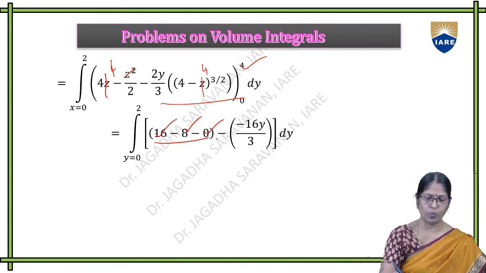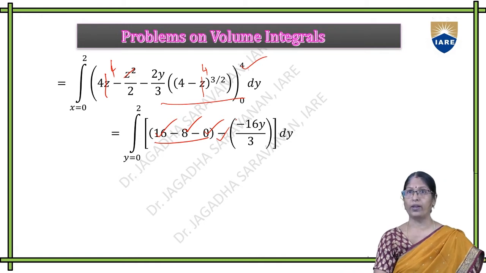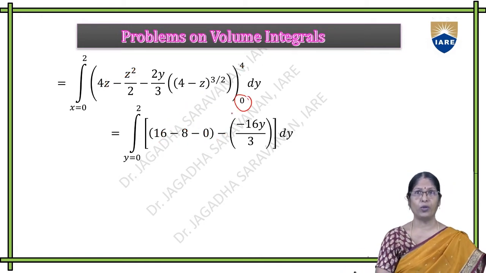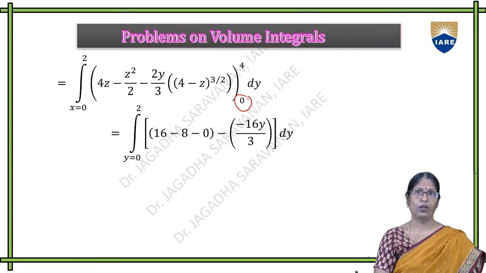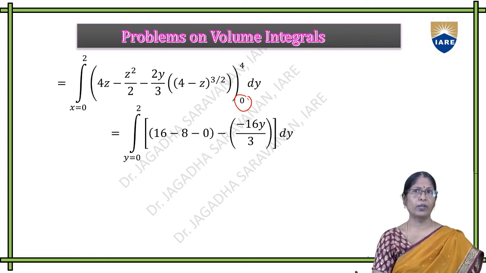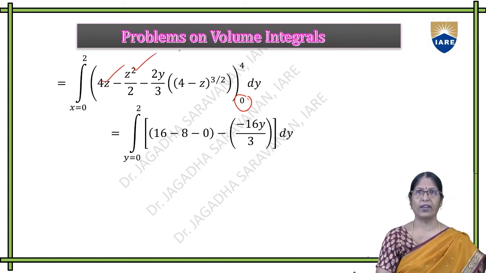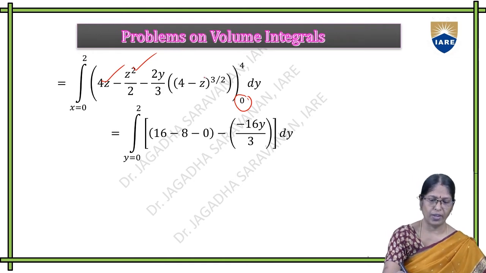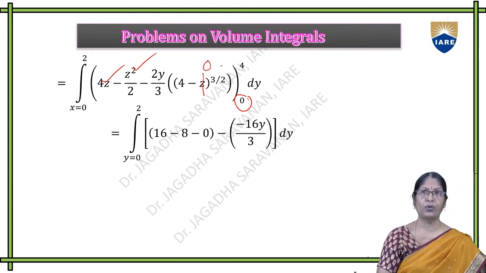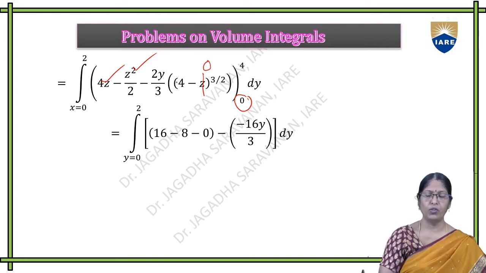In the limit formula, between upper and lower limit, the negative sign is there. So the lower limit value is 0. So when you are substituting the lower limit value 0 in the place of z, where I am putting the tick, completely it is vanished. Here z is taking the value 0. So now minus 2y into 4.